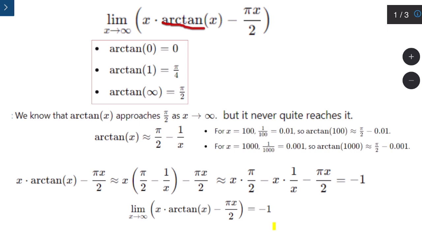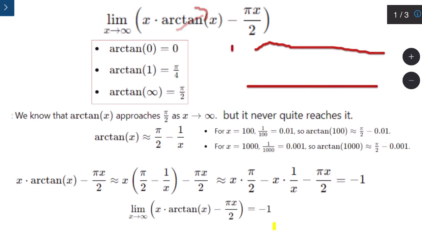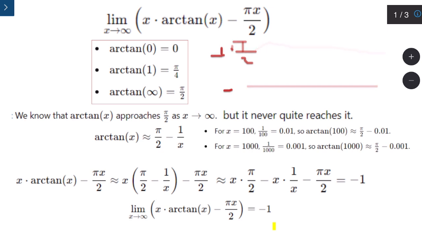In this exercise, it is asking us to find the limit of x times arctan of x minus pi over 2 times x. If x grows to infinity, we will see that arctan approaches pi over 2, because arctan is between pi over 2 and minus pi over 2. So you have plus pi over 2 here and minus pi over 2 here. As x goes to infinity, this will be pi over 2. This is just the basic first step we have to do.